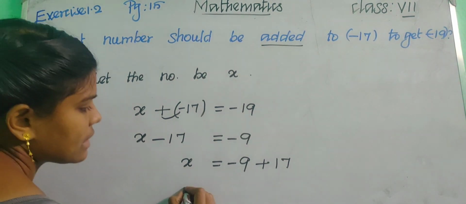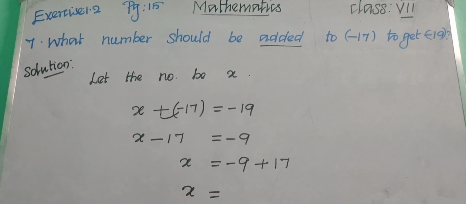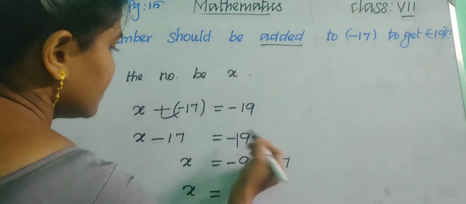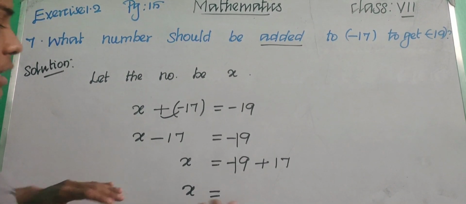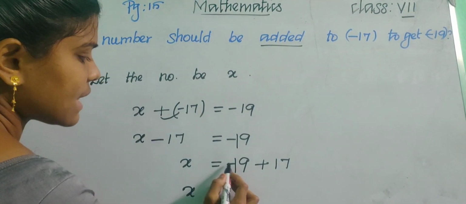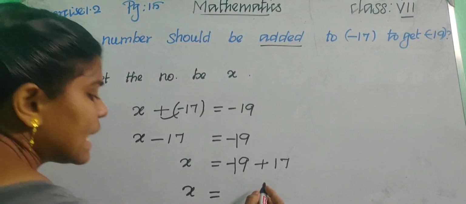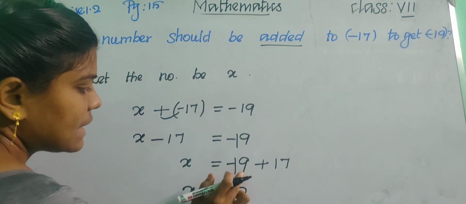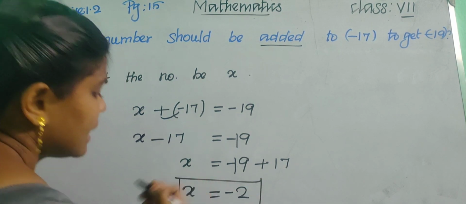Okay children, so what is the answer? Plus 17, minus 19. I just made a mistake here. See, 19, right? So x equal to minus 19 plus 17. We have different signs, right? Here minus, here plus. So what do we need to do? We need to subtract and put the sign of the greater number. Okay children, 19 minus 17 gives 2. The greater number is 19, so the sign is minus. So the answer is x equal to minus 2.